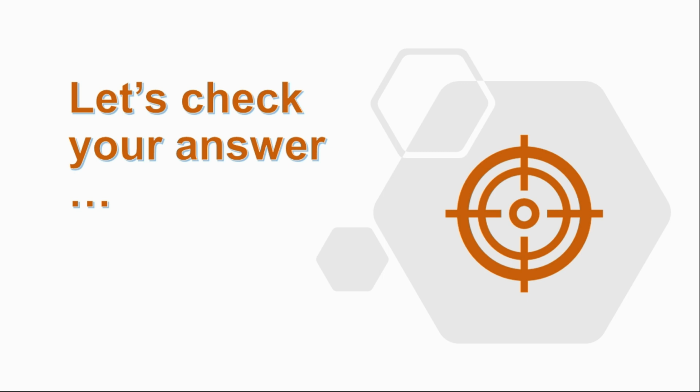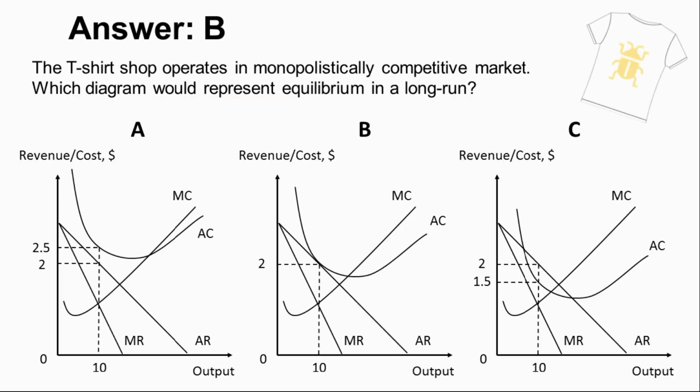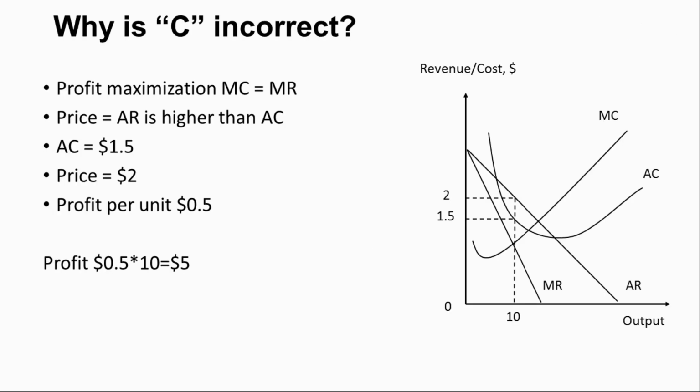Okay, let's check your answer. The answer for this question is B. Maybe you will be surprised, or maybe you answered correctly. Let's check it. First of all, why is it not C? Why is C incorrect? We can see the graph here.